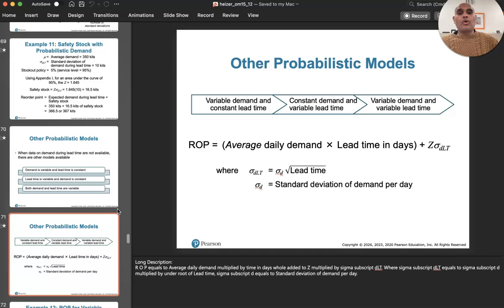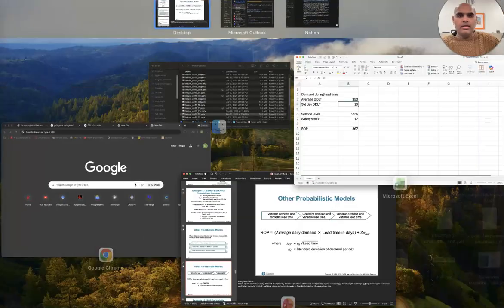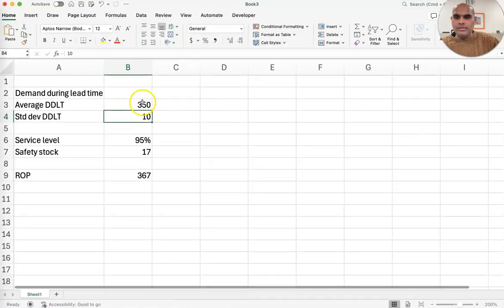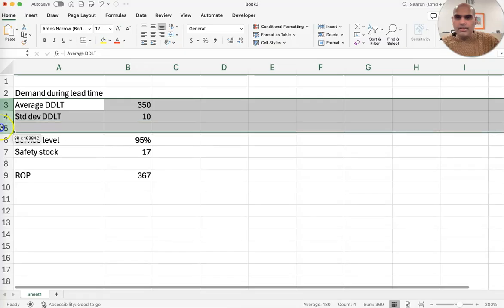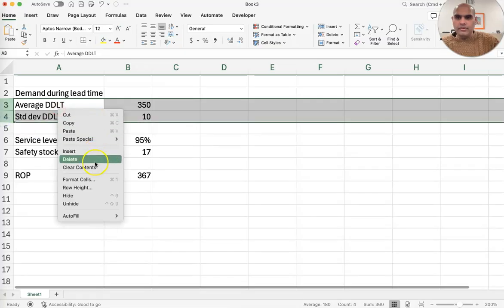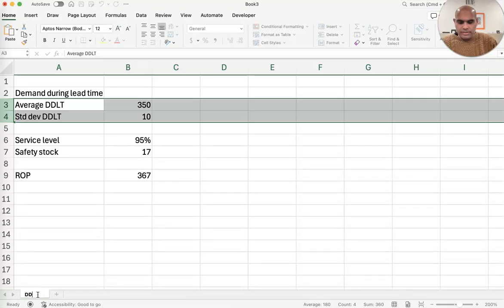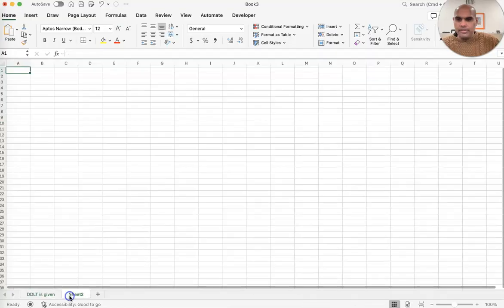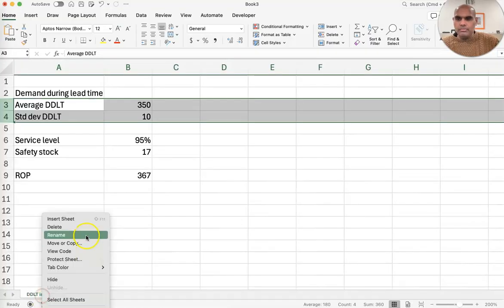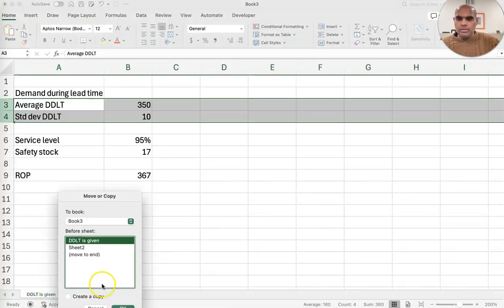All right. So what if we know what daily demand is and not the lead time demand itself? So let's say that instead of saying that demand during lead time is 350, this is the data that I have. I'll say DDLT is given. Let's say DDLT is calculated. So I'm just gonna make a copy of the sheet, create a copy.